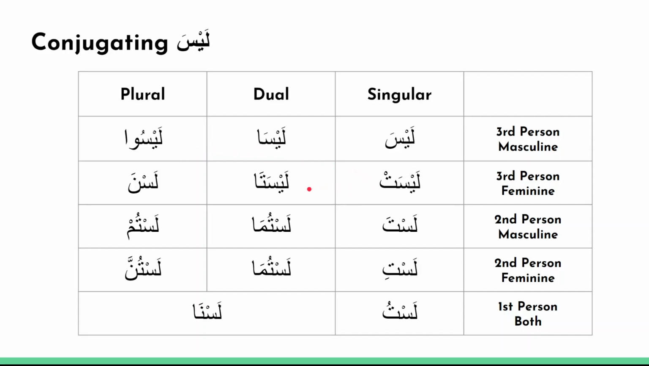Laysat, laysata, lasna. Lasta, lastuma, lastum, lasti, lastuma, lastunna, lastu, lasna. So you should know this table, and when you see one of these forms of laysa, if you see, for example, lastu, you should know immediately, oh, that means I am not. Okay, and if you've memorized the past tense table, this should be pretty familiar.